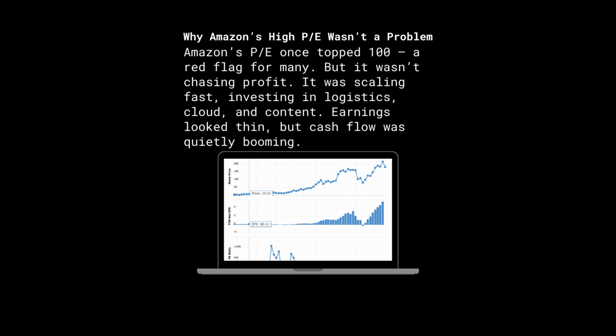Amazon wasn't optimizing for earnings. It was optimizing for scale. The company was pouring cash into infrastructure, warehouses, logistics, cloud computing, and content. On the surface, it looked like they were barely profitable, but under the hood, operating cash flow was exploding.